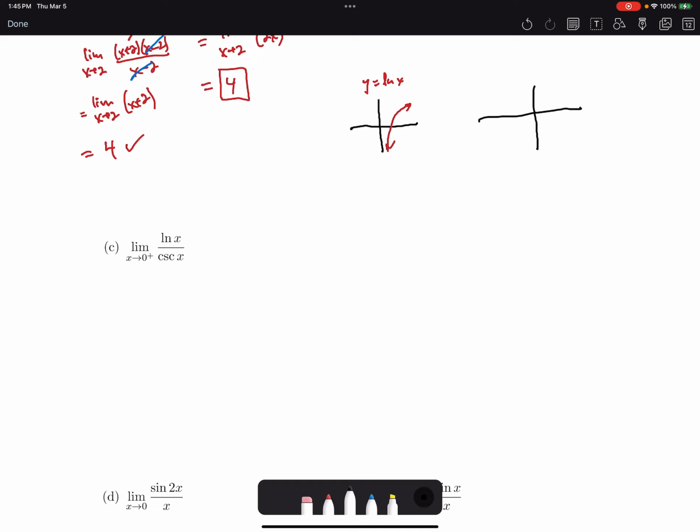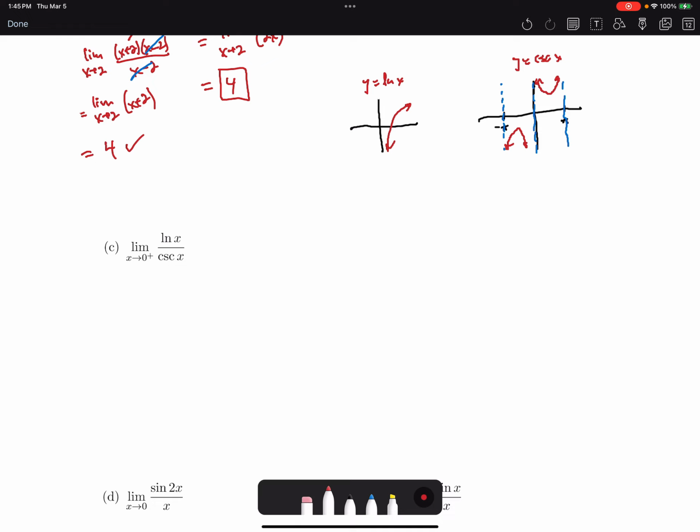Cosecant has asymptotes at 0, and it has asymptotes at the integer multiples of pi, right? So like negative pi and pi, it's going to have asymptotes in those locations as well as at 0. And then cosecant looks like parabolas, right? So it goes like this and like this and so forth. It repeats on and on and on forever. So this is y equals cosecant x. Anyway, we're interested in what's happening as x approaches 0 from the right.